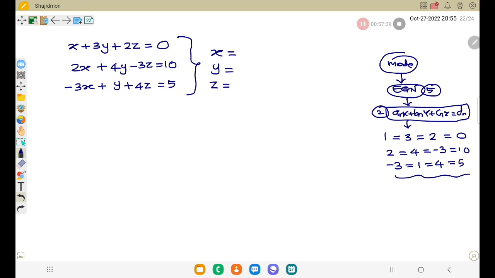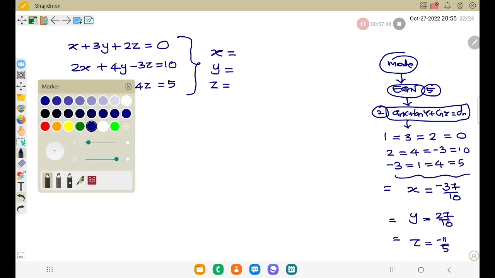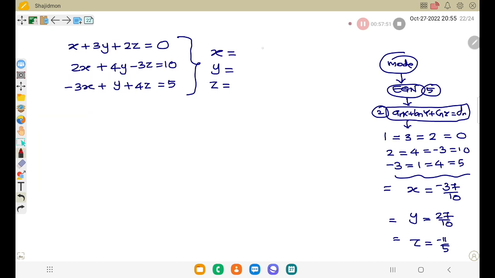Okay, so you will get the x number, for example -37 divided by 10 from the calculator, the y number 27 divided by 10, the z number -11 by 5. You can press equal so that you will get the 3 numbers. So let me write here: x is -37 divided by 10, y is 27 divided by 10, z is -11 divided by 5. You can use decimal numbers also, no problem.